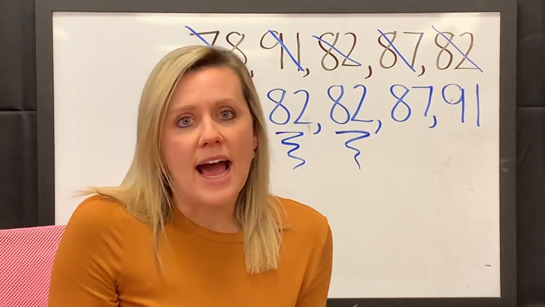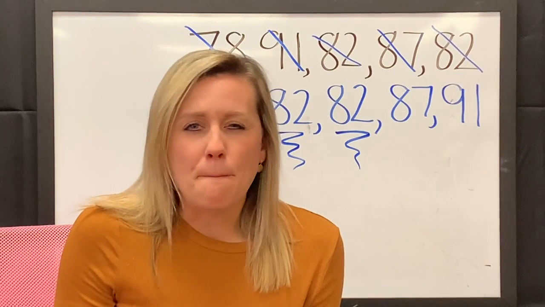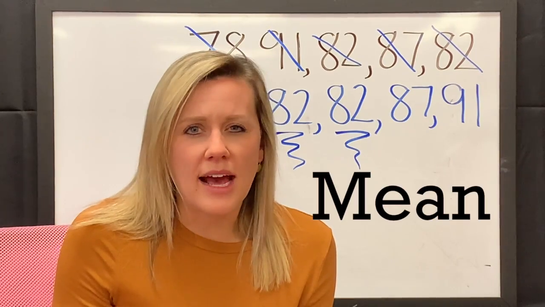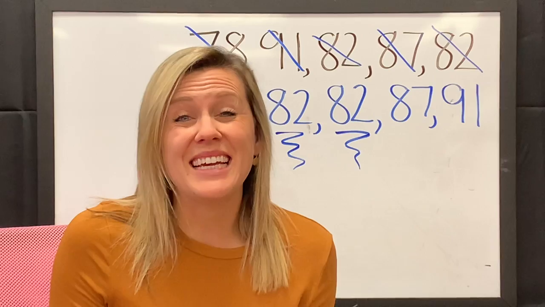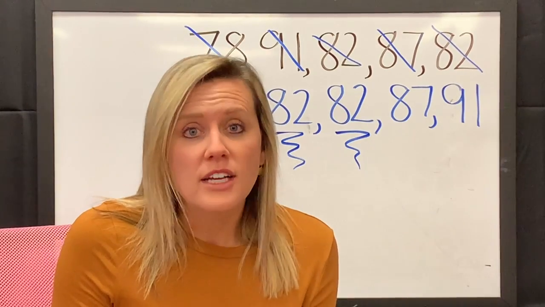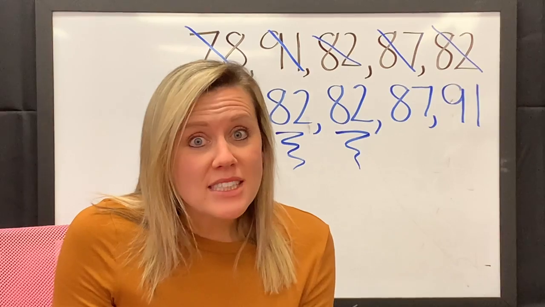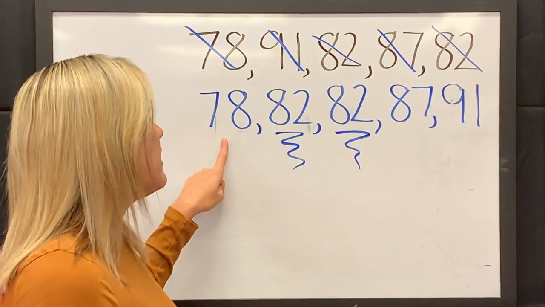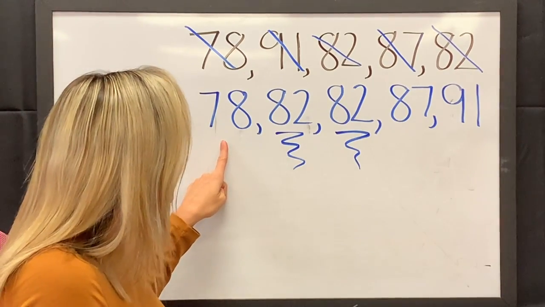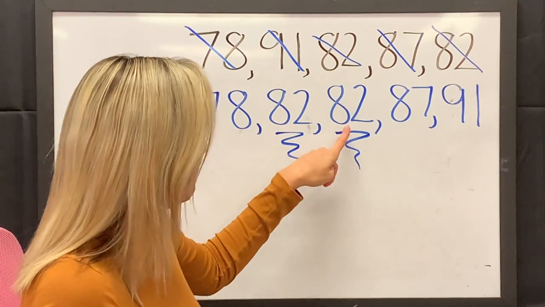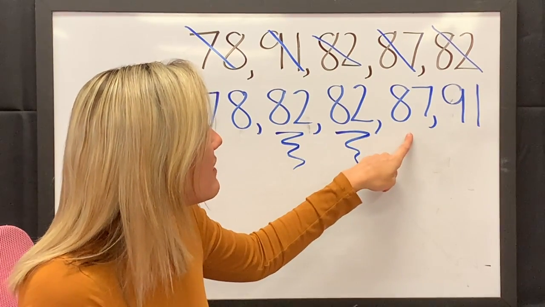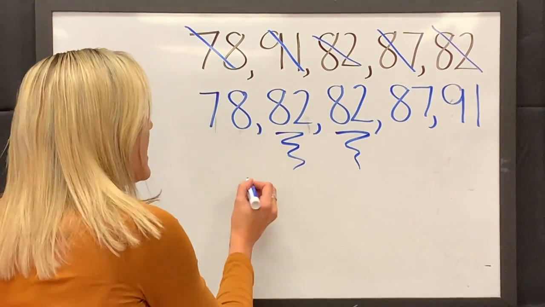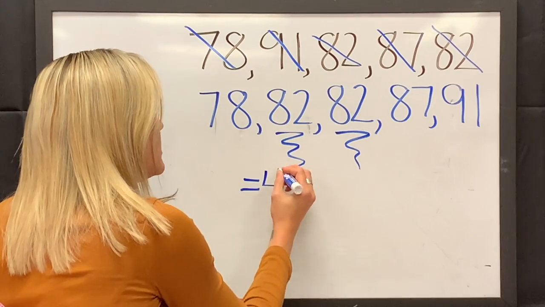Okay, now for the hardest one. It's mean, and it is called the mean. Think of the mean as being so mean because it is the most work. So when you find the mean, the first thing you need to do is add up all of your numbers. So with your calculator, if you want, add up 78 plus 82, plus 82 again, plus 87, plus 91. And when you add all of those together, you should get a total of 420.